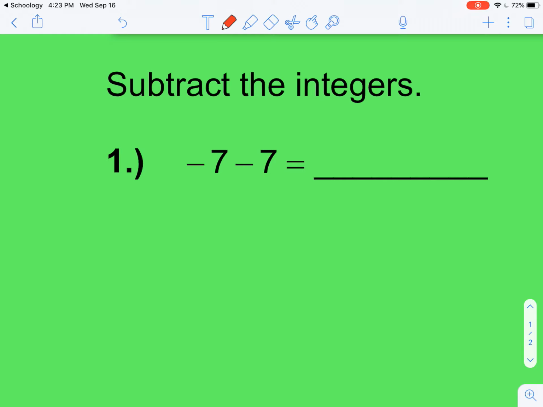So, negative 7 minus 7. I always write keep, change, change. So my negative 7 is going to stay the same. I'm changing the minus sign to a plus sign, and I'm changing this positive 7 to a negative 7. Alright, now you can choose to either use a number line and subtract these, or add these numbers, or you can use the zero pairs, which I'm going to use.